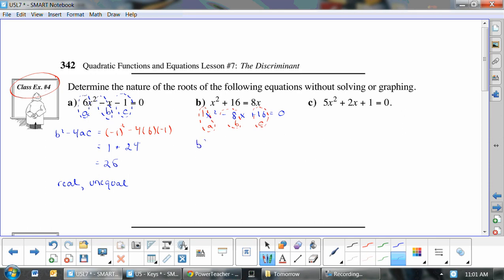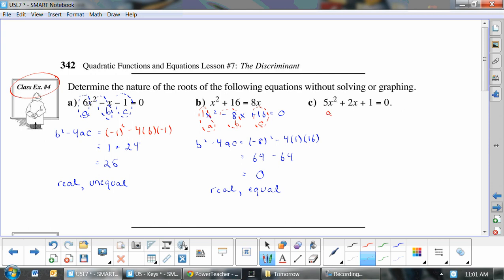And then the same thing. So we get -8 squared minus 4, 1, 16. Okay. And this would give us 64 minus 64 is equal to 0. So we know that our roots are real and equal because it would just touch that line.